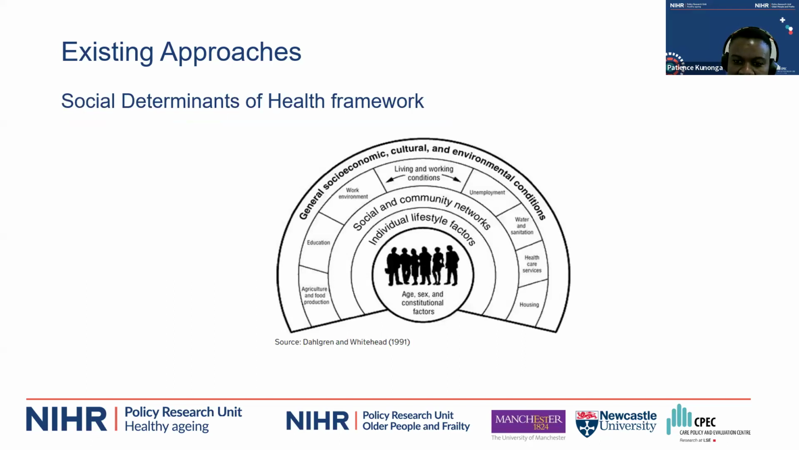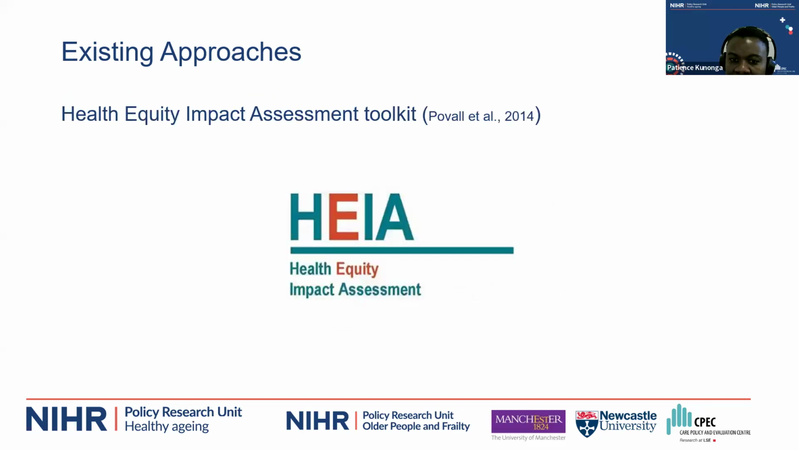Another framework is the social determinants of health that people will be familiar with from Dahlgren and Whitehead, which emphasizes the broader societal factors that contribute to health disparities, such as income inequality, education, and access to health. And we also have the health equity impact assessment, which assesses the potential health impacts of policies and interventions on different population groups. So these are just a few. There's a lot of frameworks out there, but I'm just listing a few examples.